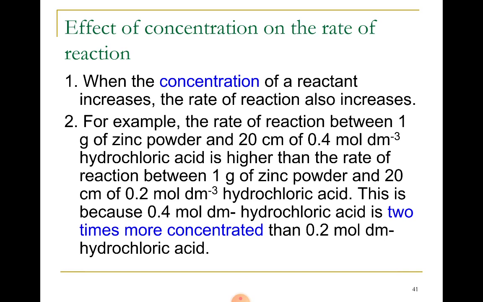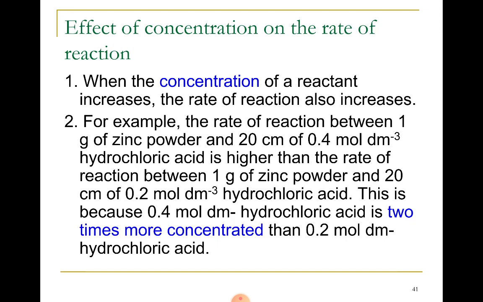Okay, so hari ni cikgu akan sambung lagi untuk subtopik 7.2, the factors affecting the rate of reaction. Kita akan masuk kepada faktor yang kedua, the second factor, which is concentration. The effect of concentration on the rate of reaction di sini adalah macam cikgu bagi tahu sebelum ni lah. Semakin tinggi concentration sesuatu solution or a reactant, semakin tinggi the rate of reaction.